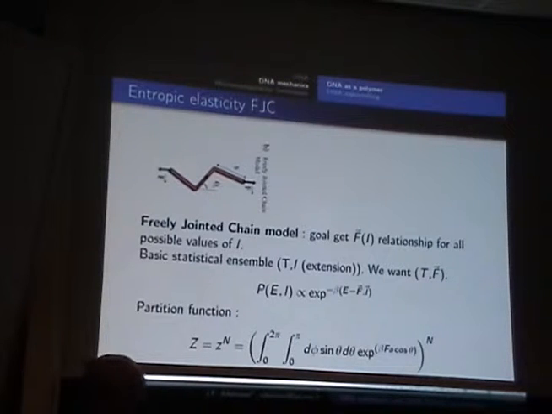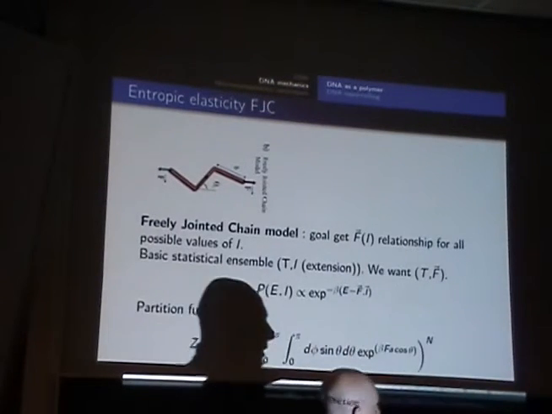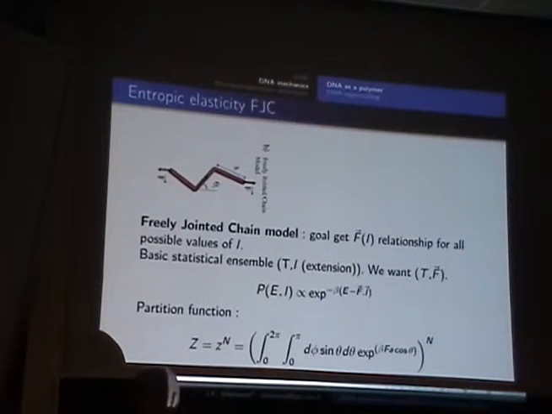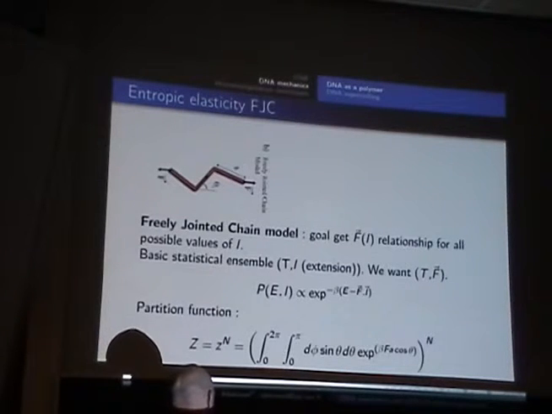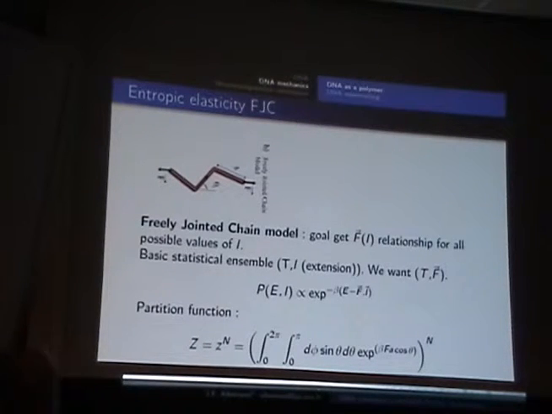As I said, the relation that we have here is valid only close to a non-extended polymer, and so we want to have a general relation. What is the relation between the force and the extension, that should be valid for any extension, whereas here it is only for L going to 0.